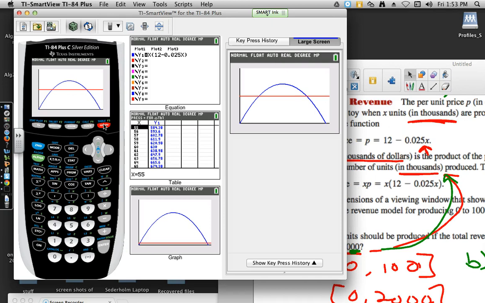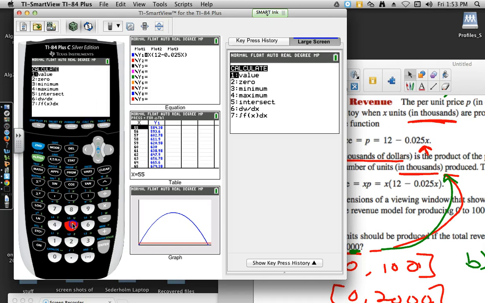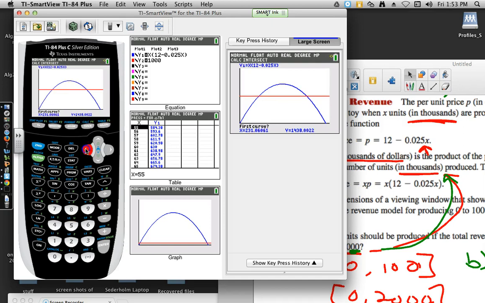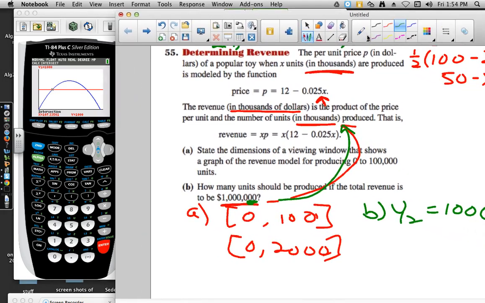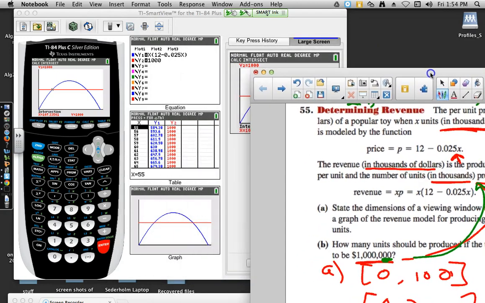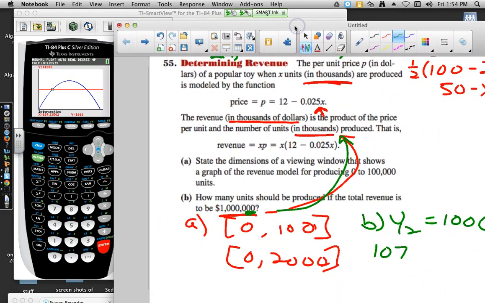And then going ahead and finding the intersection. So second, trace number 5, and there'll be 2 intersections here. And I'm just trying to get Blinky into position where he'll realize I want this intersection on the left-hand side. So we're saying when X is 107,335.01, because remember that was in thousands of units, that this is going to happen. Get that so I can read it. 107,335.